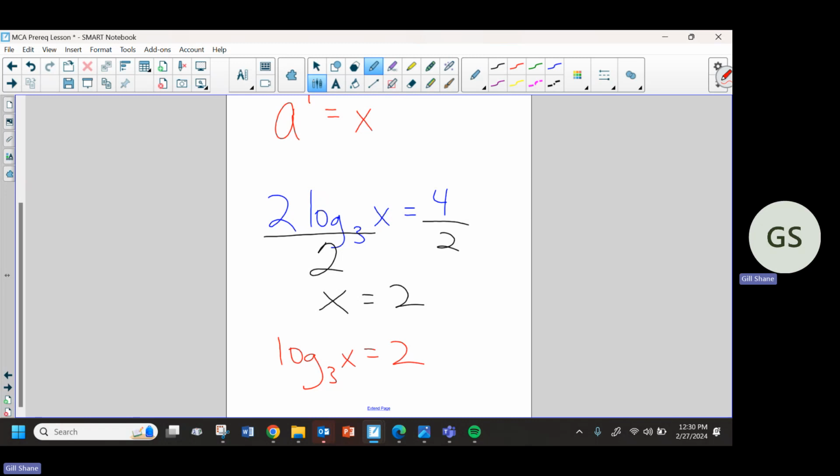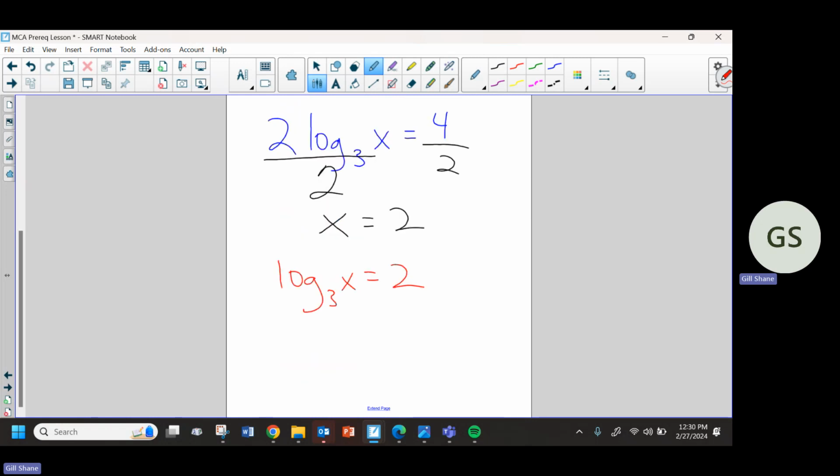What does that mean? Same thing we just did. 3 to the power of 2 equals x. So therefore x equals 9. So again, we treat log base something of a variable not exactly the same. The answer was 3 squared equals 9, but these numbers were just different and they just divided out to 2.